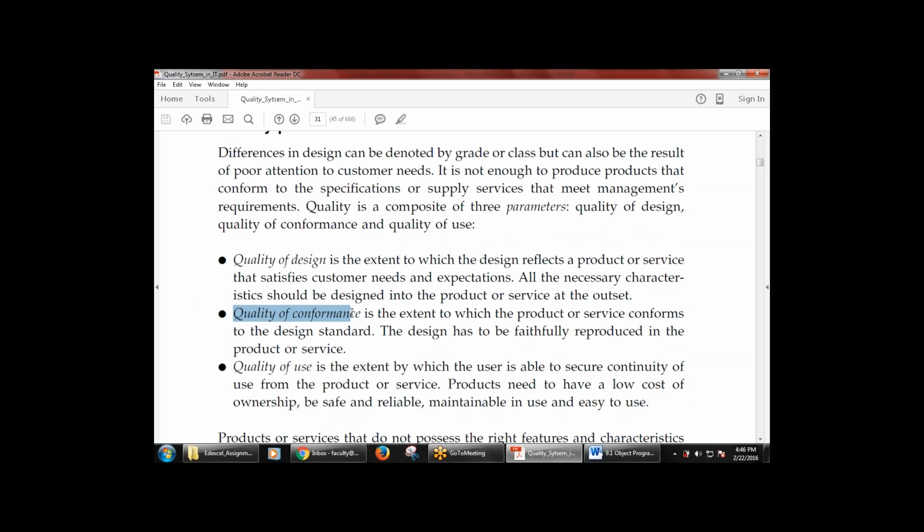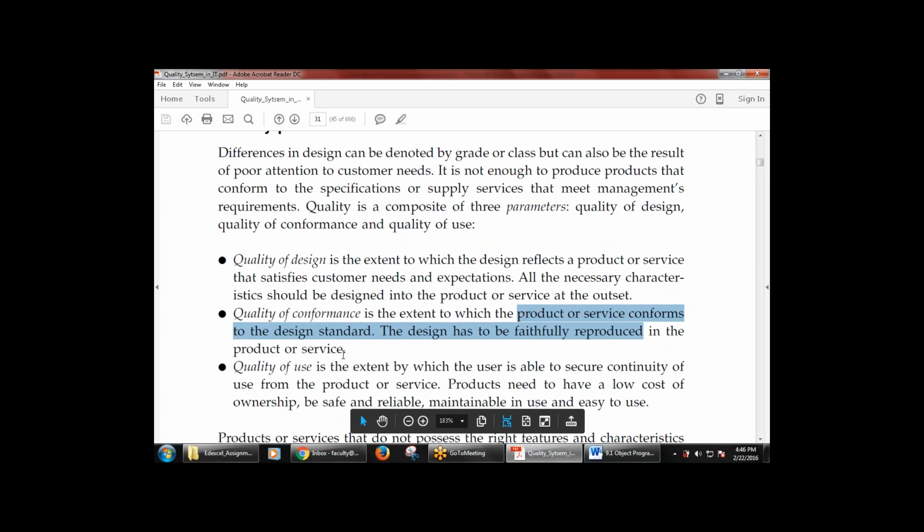Then there is quality of conformance, that is, the extent to which the product or service conforms to the design standard. For example, if I'm saying my policies, rules and regulations are available, it is the extent of conformance to the rules and regulations. So it is the extent to which the product or service conforms to the design standard, and the design has to be faithfully reproduced in the product or the service.